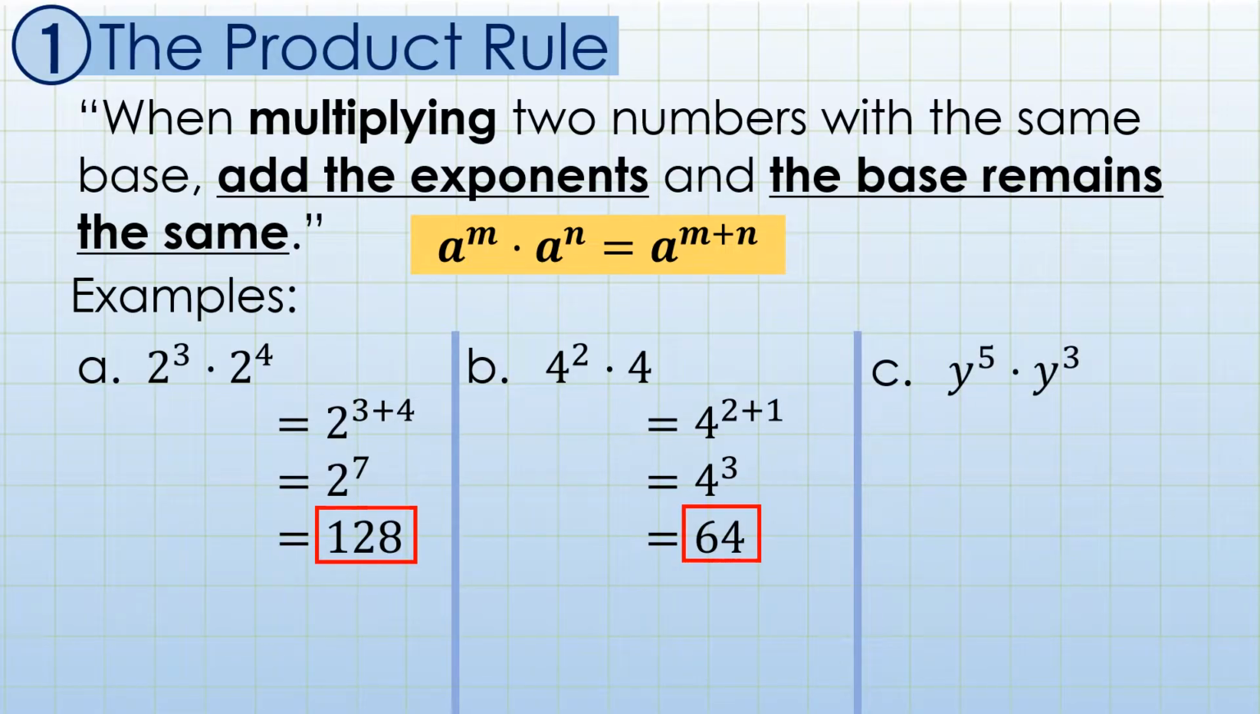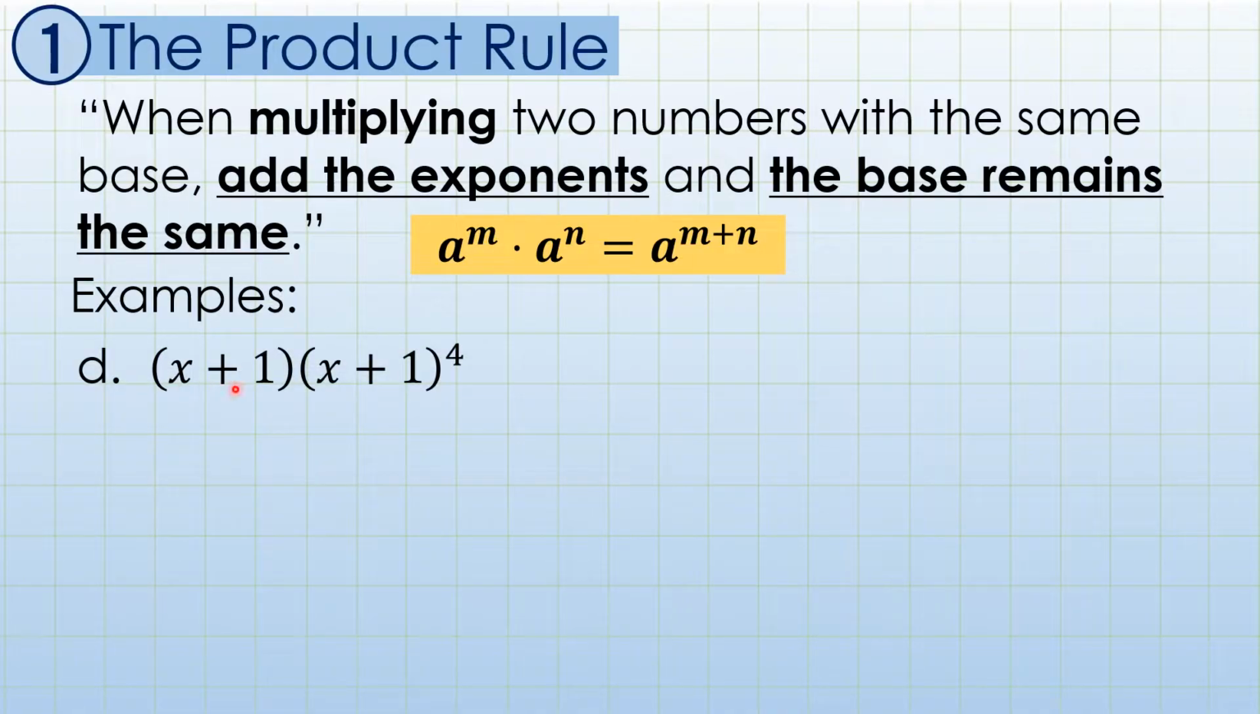Letter C, pwede rin siya sa mga exponential expressions na ang base ay variable. Ganun pa rin. Actually, mas madali yan. So, copy the base na pareho sa kanila, which is y. Tapos, i-add yung exponent, 5 plus 3. This is y to the 8th power. Ngayon, dahil itong y to the 8th power ay may variable ang base, simplify na yan. Kaya, mas madali siya.